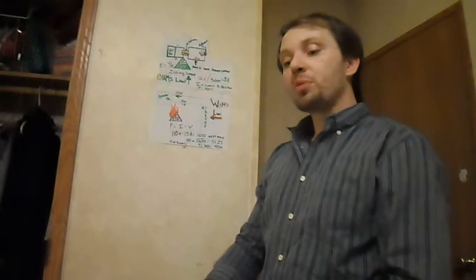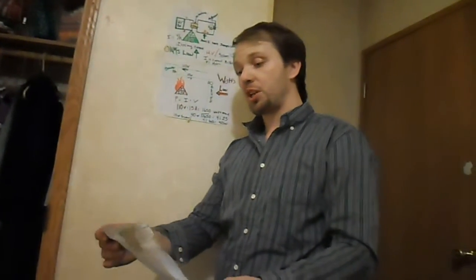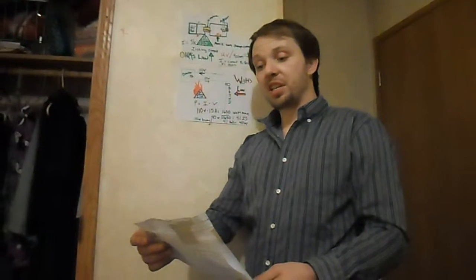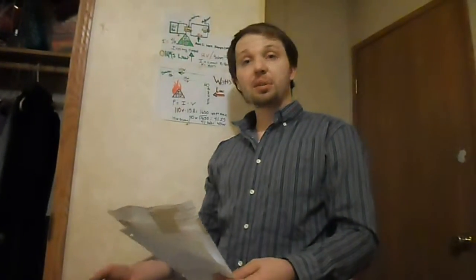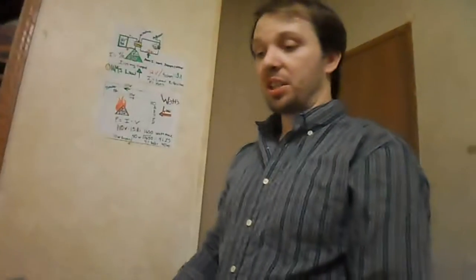Ohm's law states that the current through a conductor between two points is directly proportional to the voltage across the two points. Introducing the constant of proportionality, the resistance, gives the mathematical equation I equals V over R, where I equals current, V equals voltage, and R equals resistance.